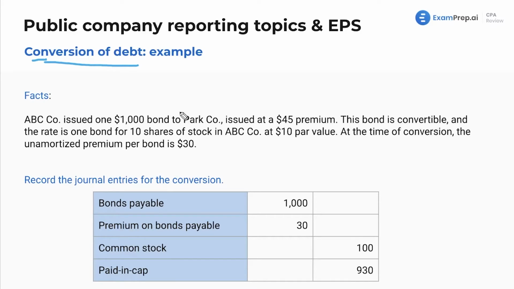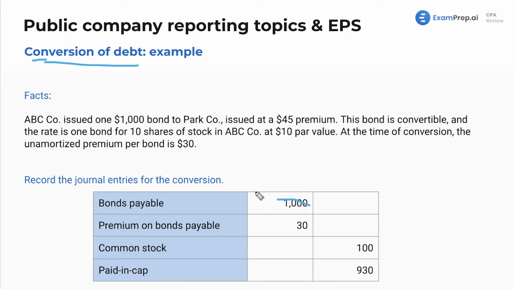This bond is convertible, and the rate is one bond for 10 shares of stock in ABC Company at a $10 par value. At time of conversion, the unamortized premium per bond is $30. All right, so what happened originally? ABC issued the bond for $1,000. Now, from the bond section, if you remember correctly, you would have credited bonds payable for the face value of that, the clean number. So now you're reversing that out. You're debiting it. So that takes care of the debit.